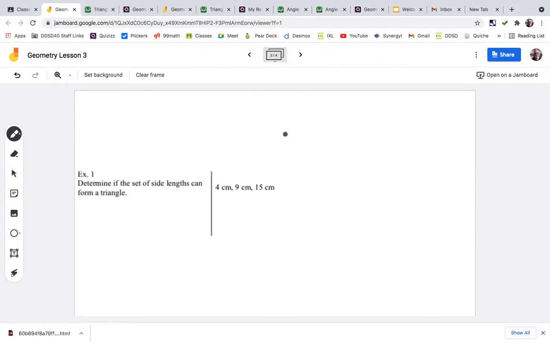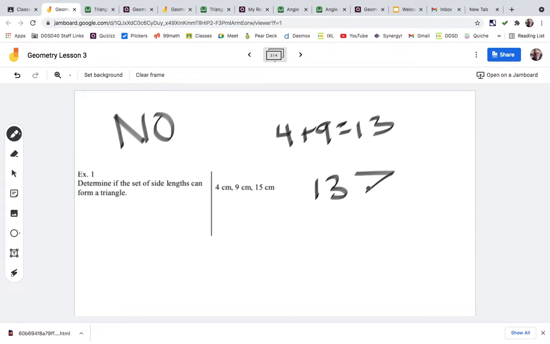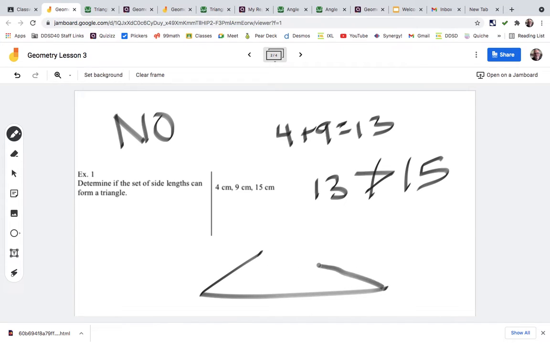And the answer is no. These cannot form a triangle because 4 plus 9 is equal to 13, and 13 is not greater than 15. So if we tried to make this, it would look something like this. And these two sides would not be able to reach each other.